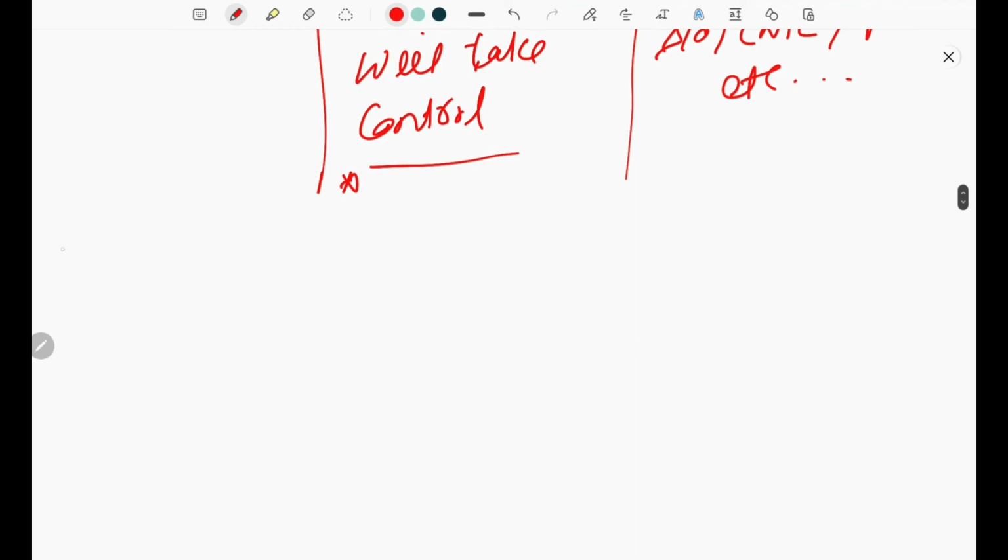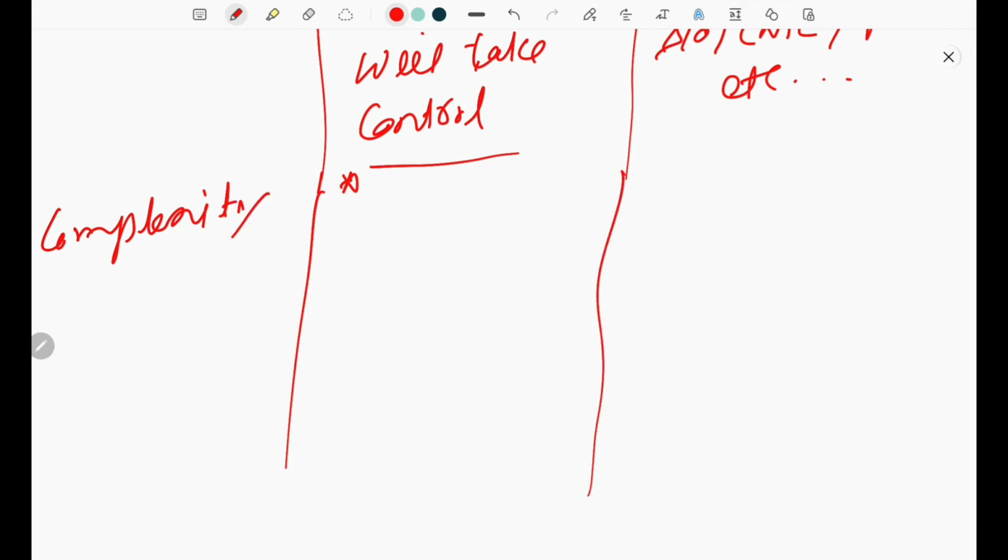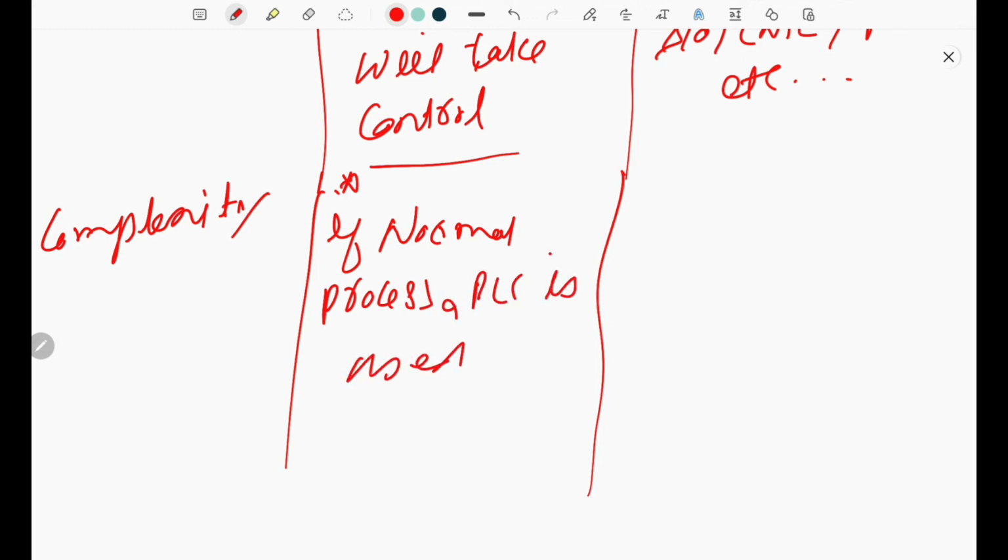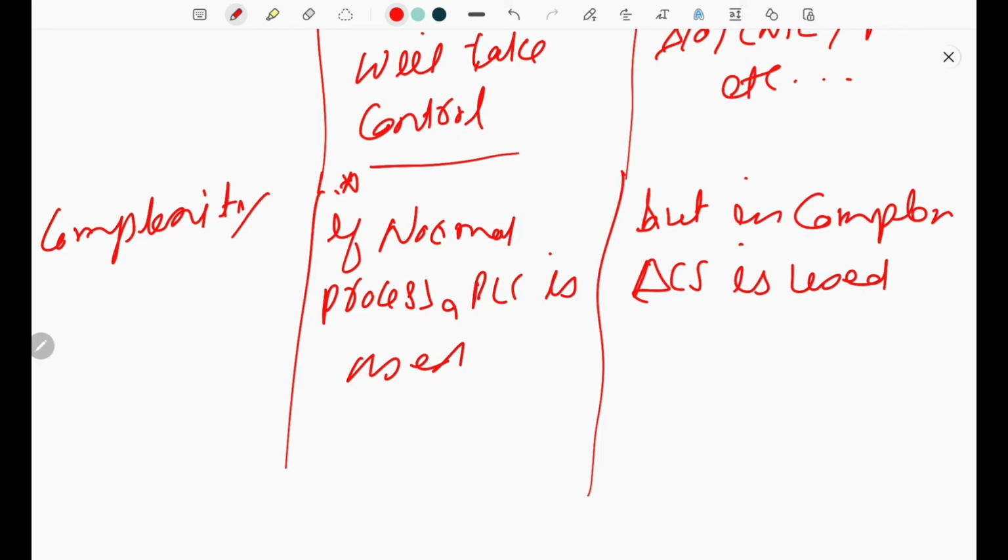Another point is complexity, which is generally asked. What is the meaning of complexity? If you have a normal process, then the PLC is used. But in a complex process, DCS is used. So this is the main difference.